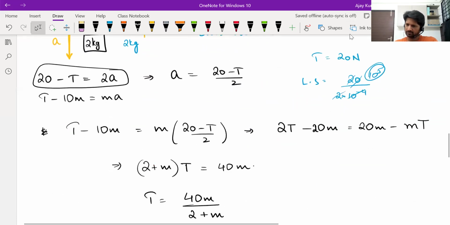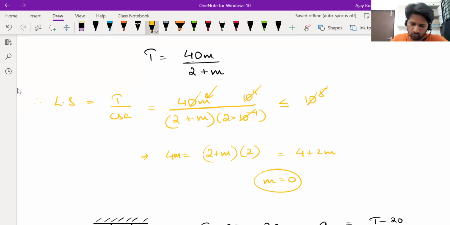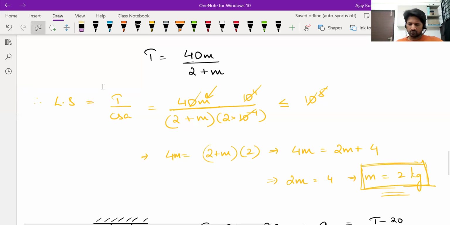Let's check just a moment. Correct, correct. There's a silly mistake here. There is an m that I forgot to include. So 4m is equal to (2 plus m) multiplied with 2. Right. So 4m becomes 2m plus 2 into 2, which is 4. Now send 2m this side. You get 2m is equal to 4. That means m is equal to 2 kg. Correct. The equation should give the correct answer anyway. Mistake from my side. Fine. Good that you pointed it out.